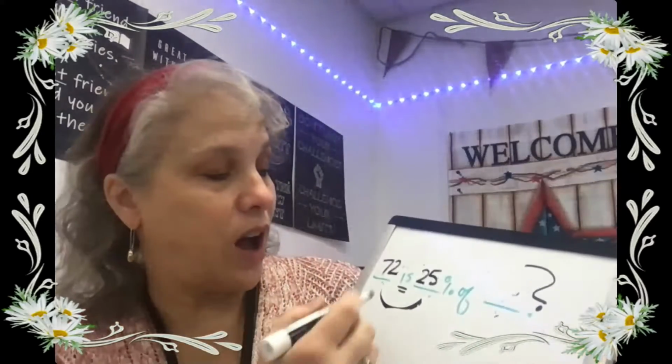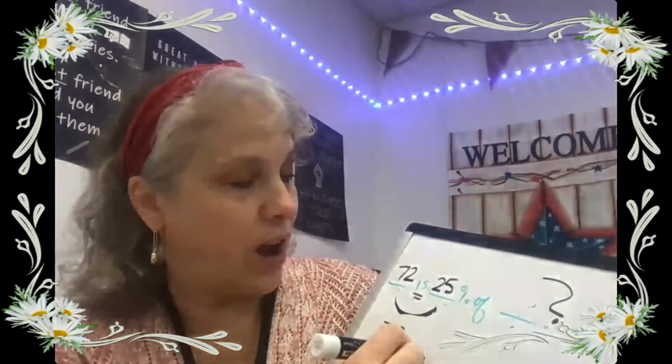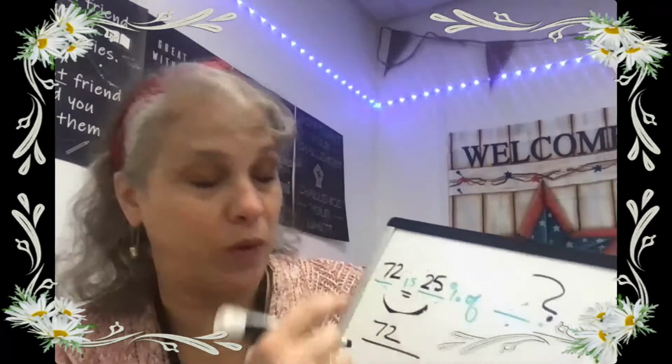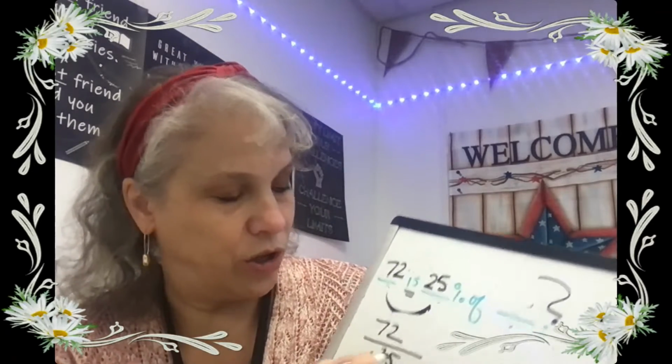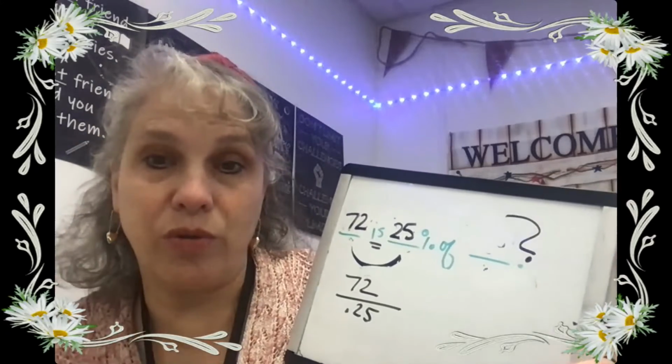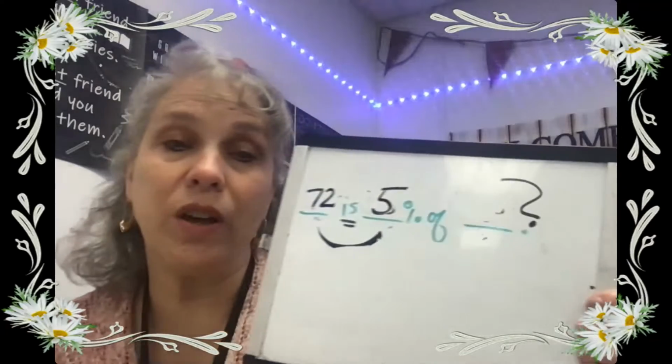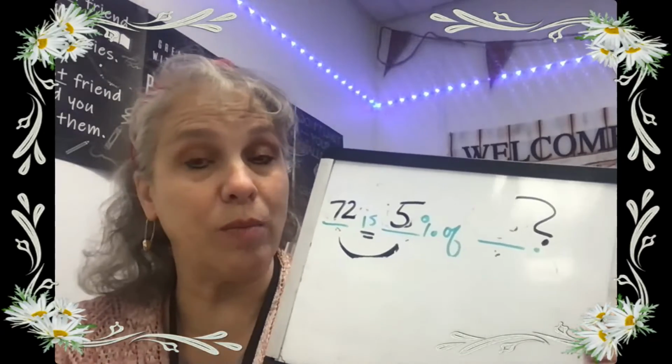So let's review that part. Okay, so we have 72 is 25% of what? So like I said, we're going to divide. So 72 divided by 25%, but we change it to a decimal, 0.25. And then you do the work. Okay, say I had 72 is 5% of what number? Okay, we're going to do it the same way.